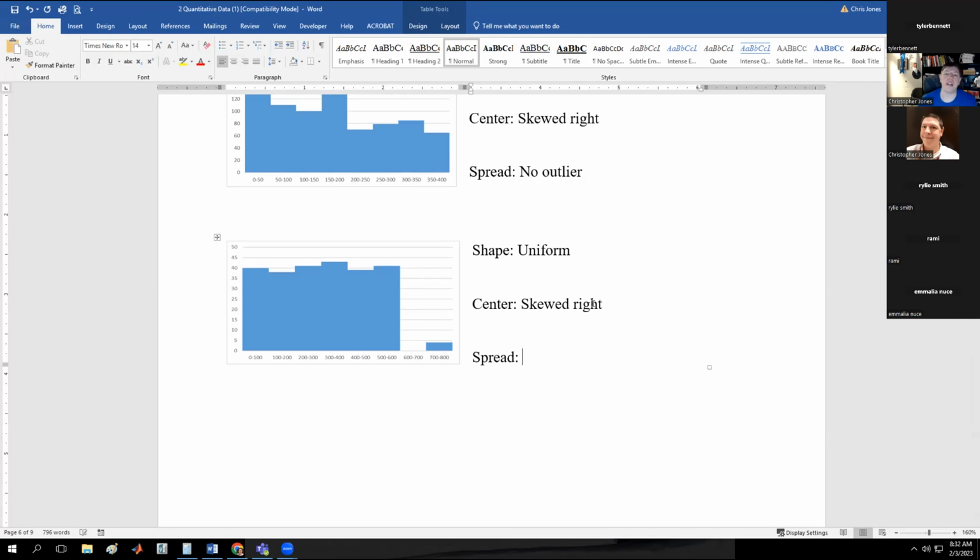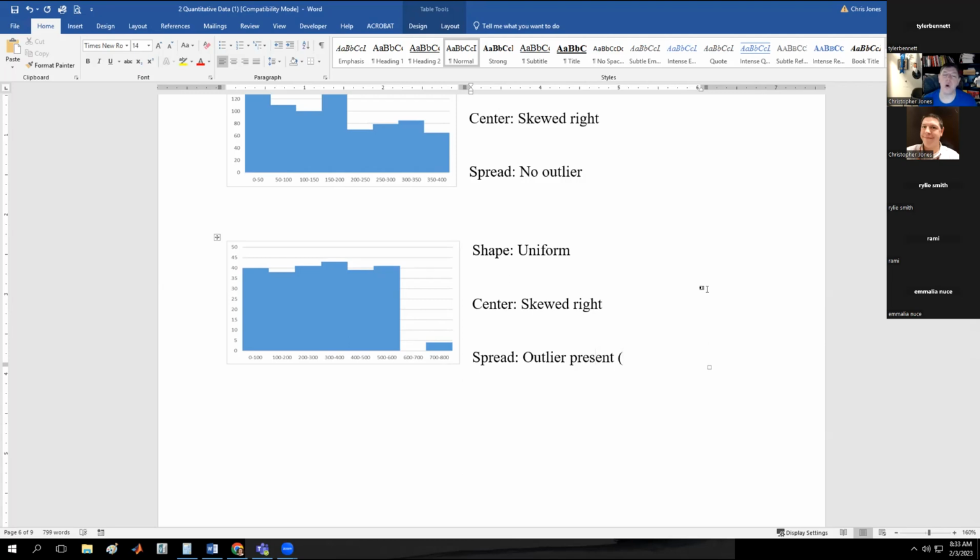Finally, for the spread, what do you folks think? Do you think there's an outlier here or no outlier? Tyler says an outlier, and that is correct. There is an outlier right here, because you can clearly see there's a gap in the data at 6 to 700. So what you would say is that there's an outlier present.